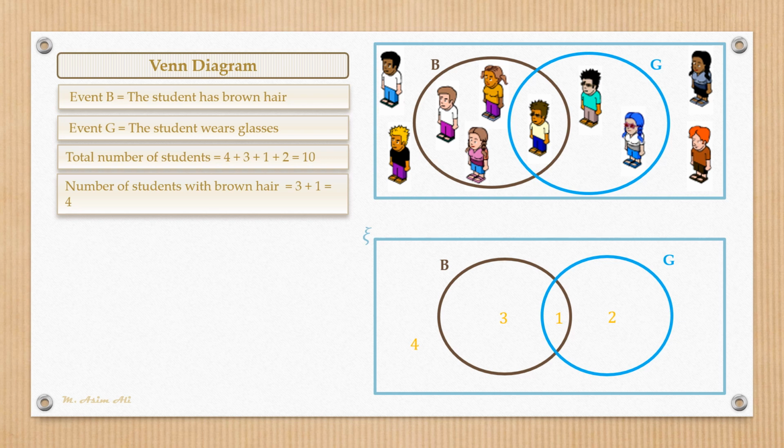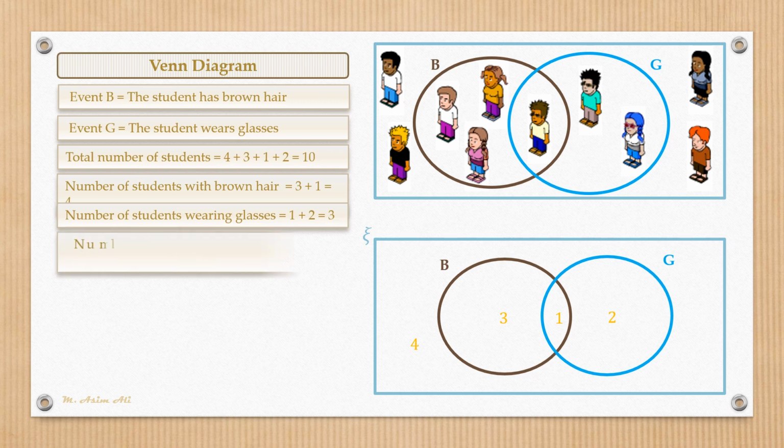Okay, then to count the number of elements in the set B, we have to count the elements in various regions, 3 and 1. There are 2 different regions, but we will combine them, we will add them to get the number of elements in the set B. So the total number of students here, 3 plus 1, makes 4. This is the number of elements of set B. And the number of students wearing glasses, 1 plus 2, is equal to 3. This 3 is the total number of elements of the set G. That means the total number of students wearing glasses is 3. There are 2 types of students who are wearing glasses: 2 do not have brown hair, 1 has brown hair. So that's why they are in 2 different regions, but they all are wearing glasses.